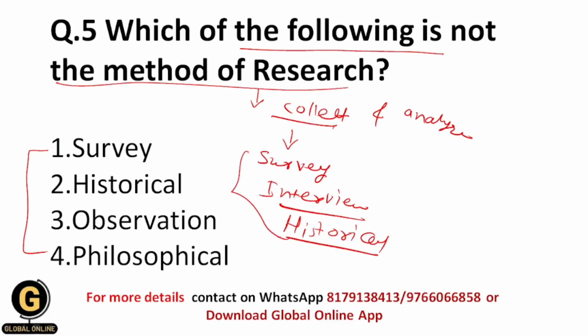So let us see the options. Survey, as we have seen, is a type of method of research, for example a questionnaire, so this is eliminated. Second is historical.